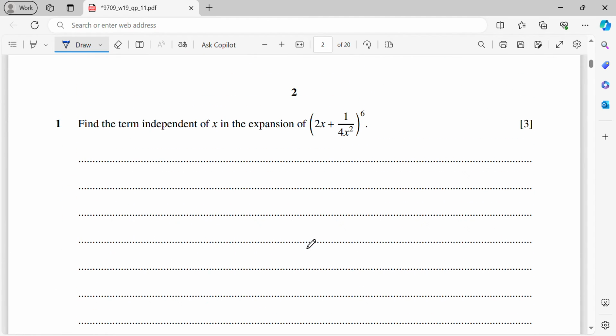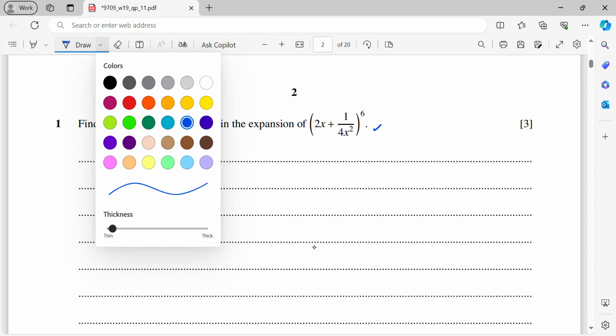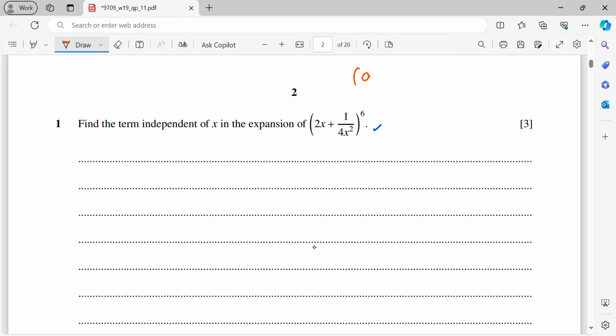So question number 1. Find the term independent of x in the expansion of (2x + 1/(4x²))^6. Okay, so basically this is the binomial expansion. Okay, but then I will just get the term, right?